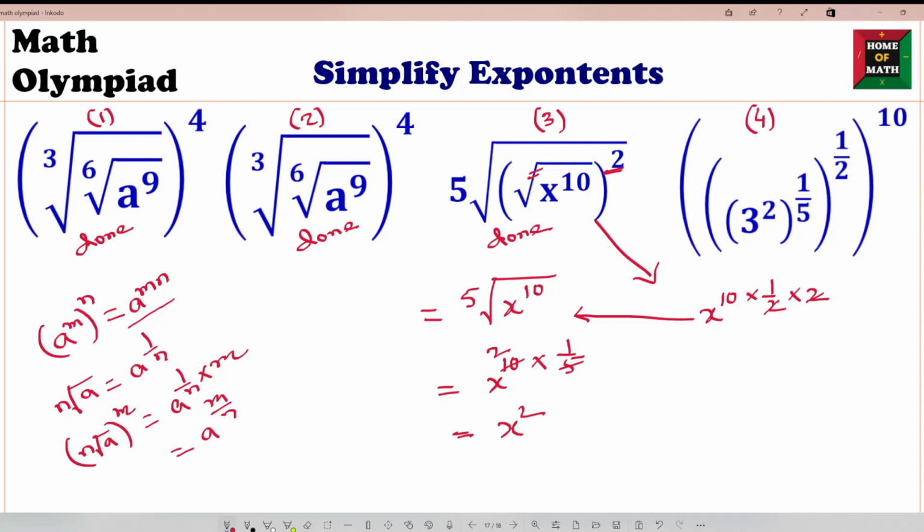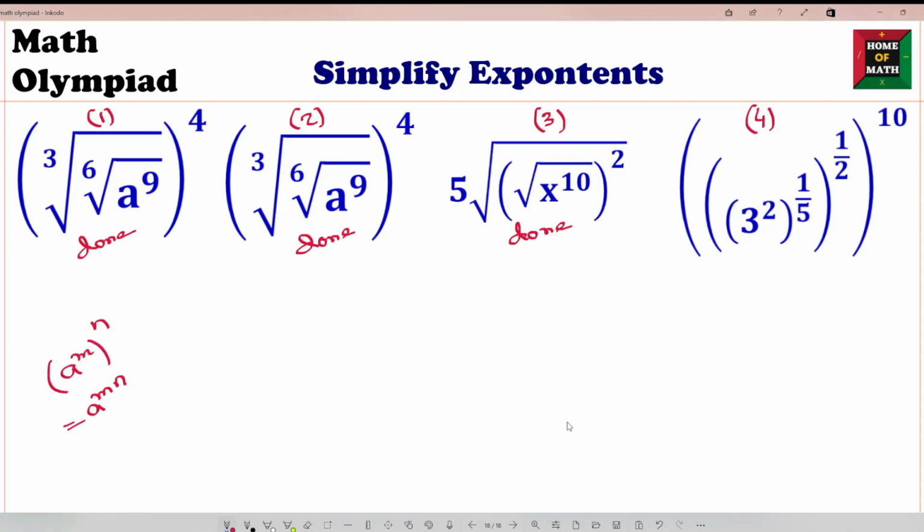Now we will start number 4. Number 4 also has a similar method. Here is 3 to the power 2, to the power 1 by 5, to the power 1 by 2, and finally to the power 10. So here everything is a power. So the base is 3, and the power formula of exponent we know, (a to the power m) to the power n means a to the power mn. So similarly, here is 2 times 1 by 5 times 1 by 2 times 10, right?